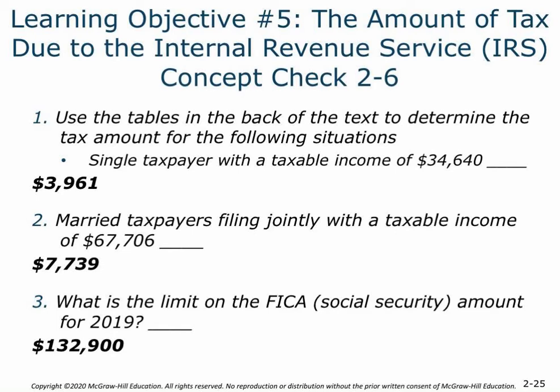Married taxpayers filing jointly with a taxable income of $67,706. And we can take a look there and see that it's $7,739. And for the third one, what is the limit on the FICA Social Security amount for 2019? And that's going to be $132,900.